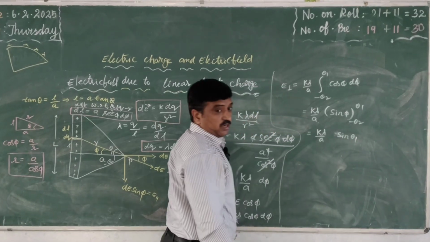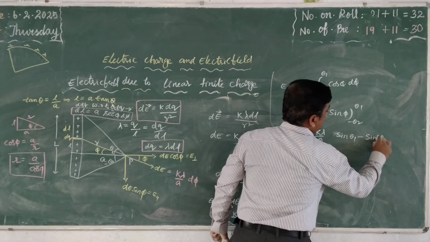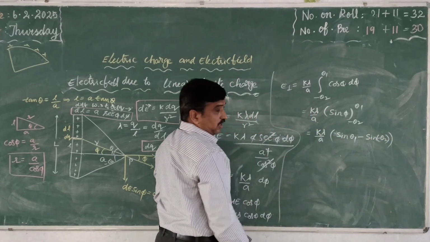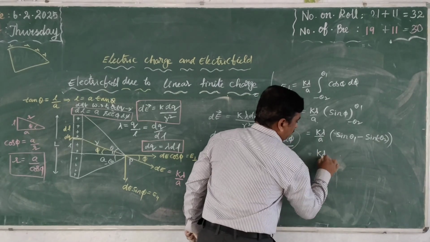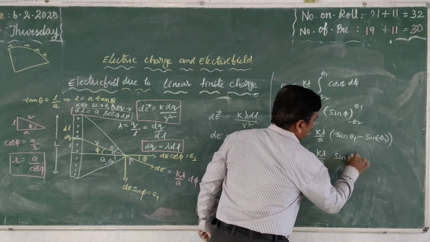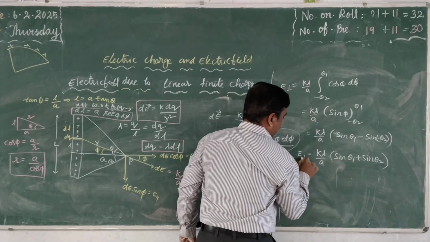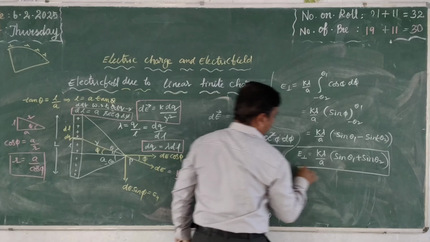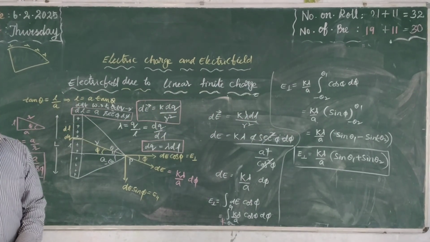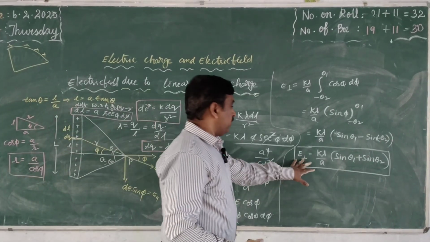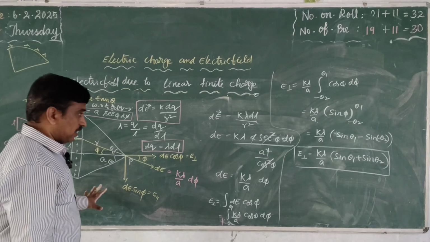First we write the upper limit, then minus the lower limit: sin theta 1 minus sin of minus theta 2. Sin of minus theta means minus sin theta, and the minus is already there. So we can write k lambda by a (sin theta 1 plus sin theta 2). This is the electric field perpendicular to the linear finite charge: k lambda by a (sin theta 1 plus sin theta 2).